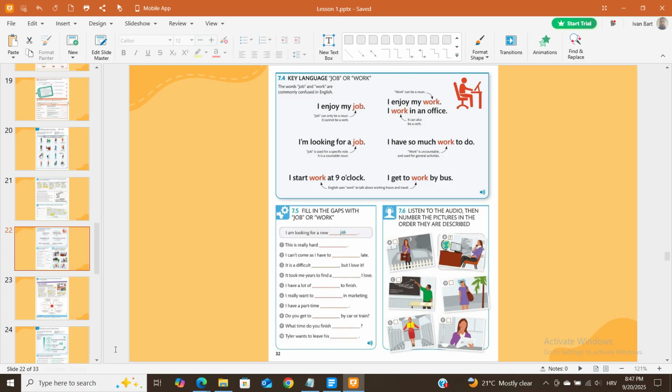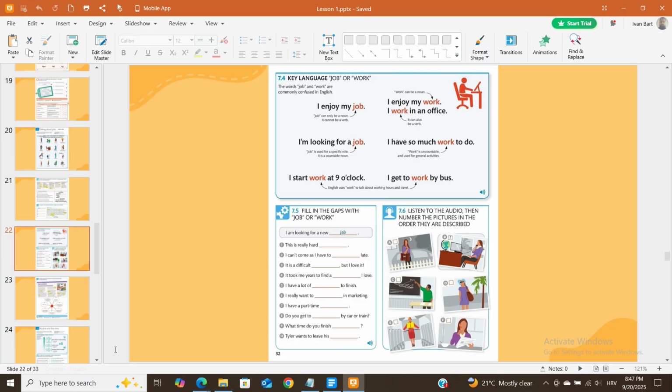7.5 Fill in the gaps with job, work. I am looking for a new job. This is really hard work. I can't come as I have to work. It is a difficult job. It took me years to find a job. I have a lot of work. Late, but I love it. I love my job. To finish, I really want to work in marketing. I have a part-time job. Do you get to work? What time do you finish? Tyler wants to leave his job. By car or train?